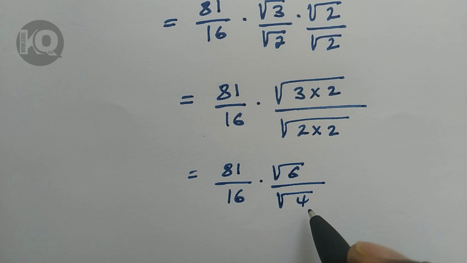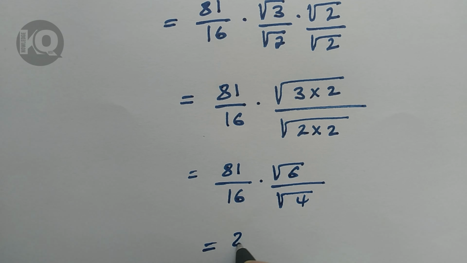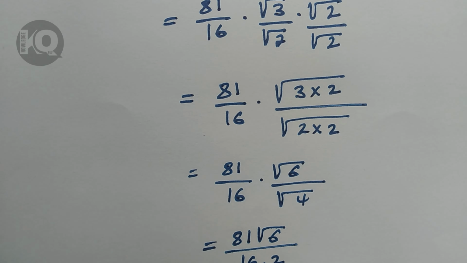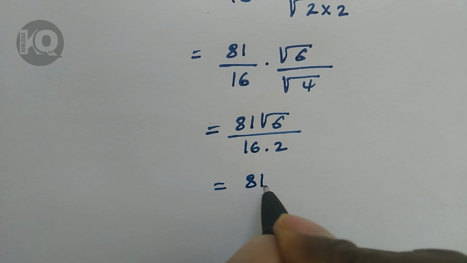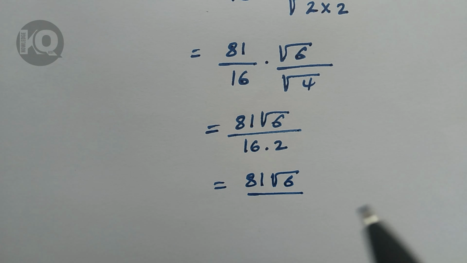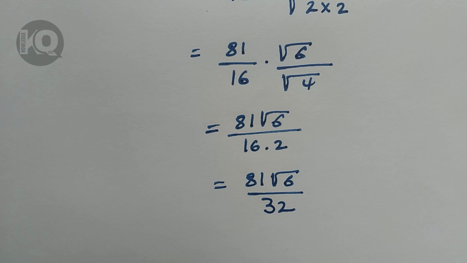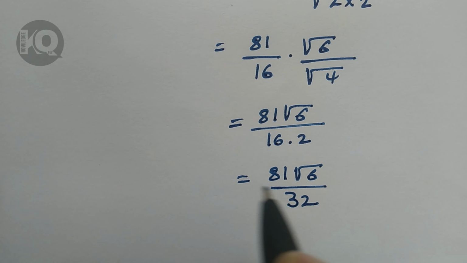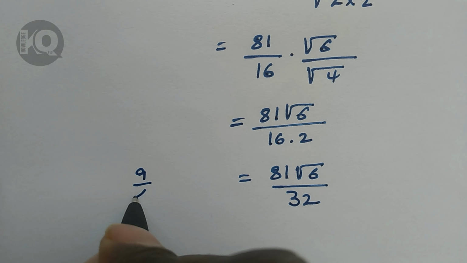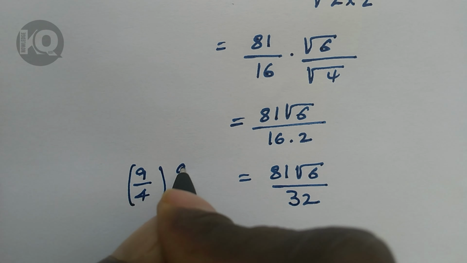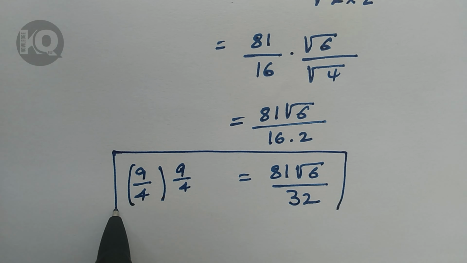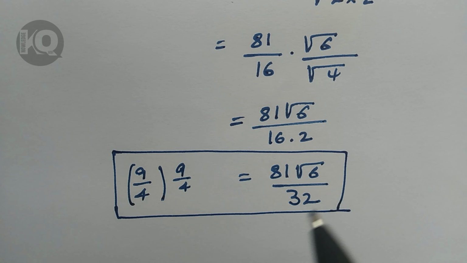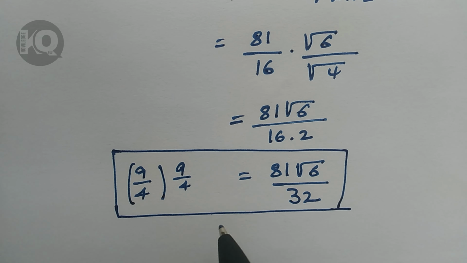So root 4 is a perfect square, so 81 root 6 divided by 16 times 2. Finally, 81 root 6 divided by 32 is the simplified form of (9/4) to the power of 9/4. We can solve it another way.